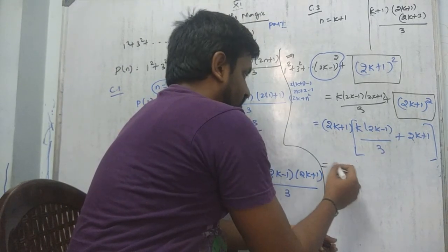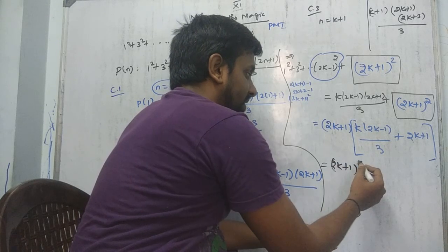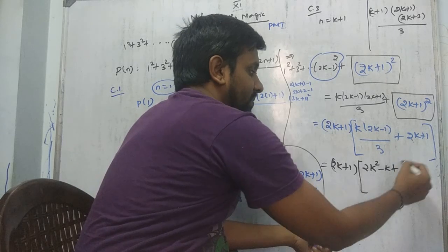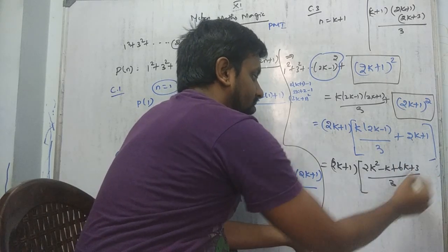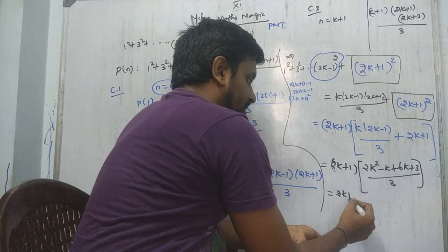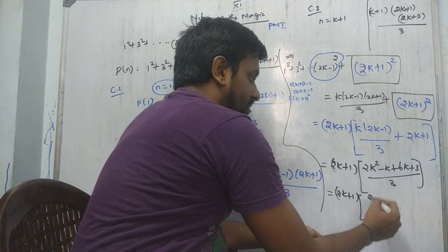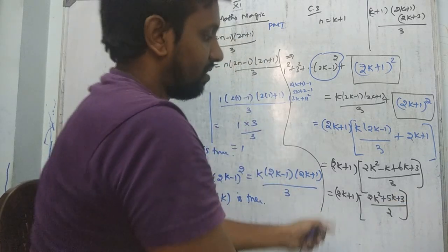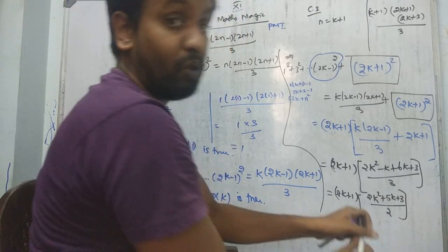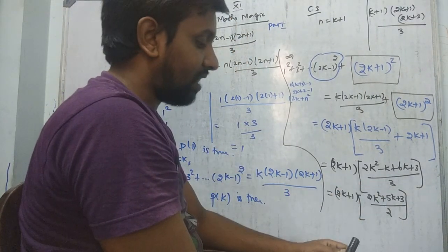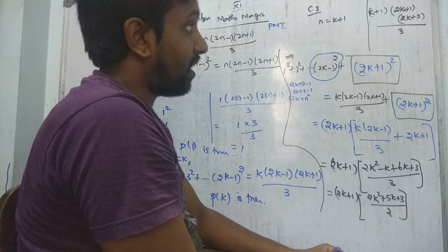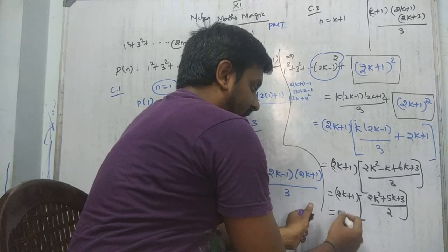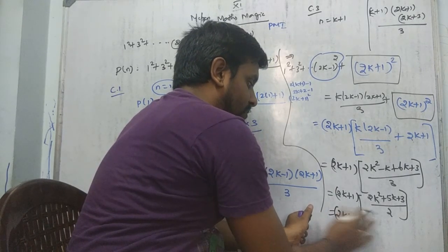Can we take anything common after this? No, it's not possible. So 2k plus 1 into, now LCM. Multiplying inside, 2k squared minus k plus 6k plus 3 upon 3. Therefore finally I got 2k plus 1 into 2k squared plus 5k plus 3 upon 3. Now I factorize. 2k squared plus 5k plus 3, class 8 portion, factorize: multiply to get 6, add to get 5. Splitting the middle term, you will definitely get 2k squared, and the remaining.